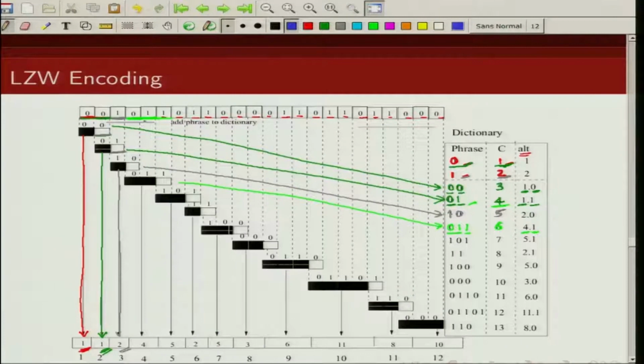So 0 1 1 I put in the dictionary. Now I am going to encode this. So what is 0 1? 0 1 is 4. So you note this will be 0 1, which corresponds to 4.